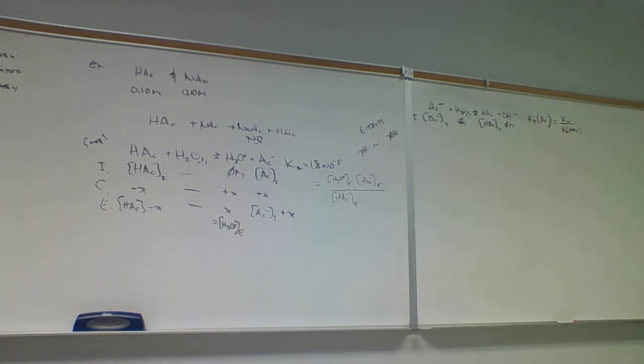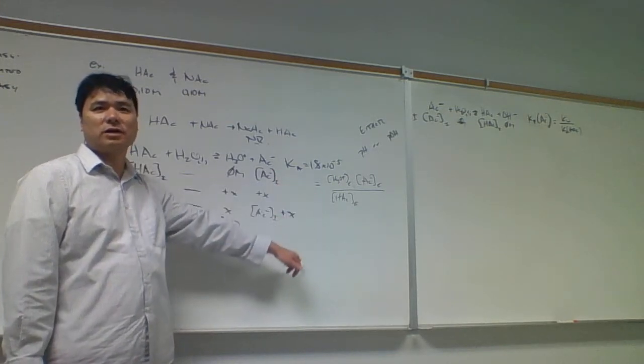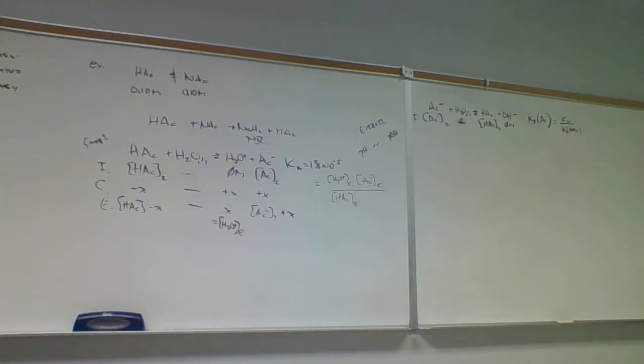When we compare the two K values, this one here is 10 to the minus 5, and step 2 is 10 to the minus 14. Do you think step 2 is going to be a significant contributor or a negligible contributor to hydronium? Well, what's the most hydronium we can get from water?